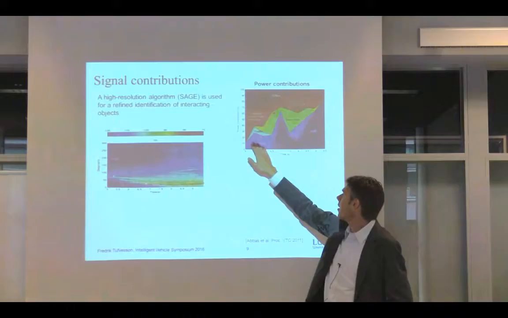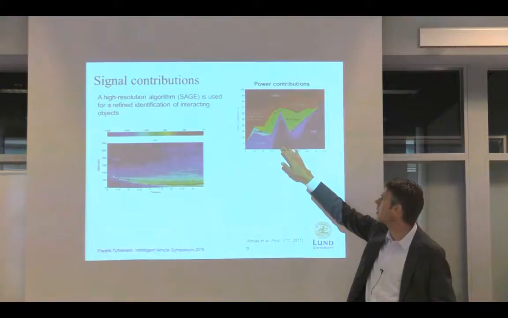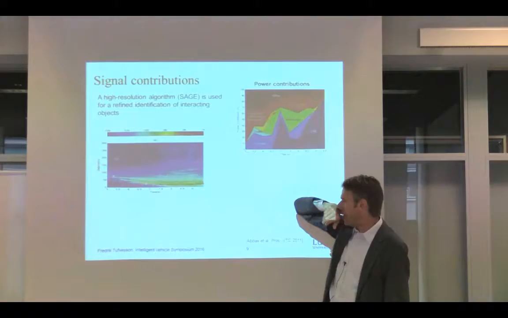And so what you have here is the same time, and then we have the relative power contribution of different objects. We have the dark blue here, which is the buildings, the line of sight. We have traffic, other cars. We have road signs. And we have the street lights. And then we have some diffuse or unclassified things as well.